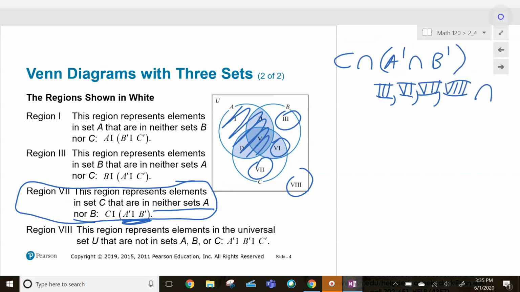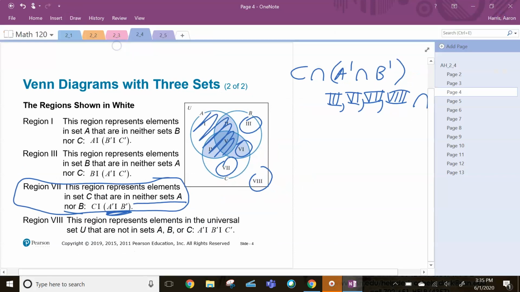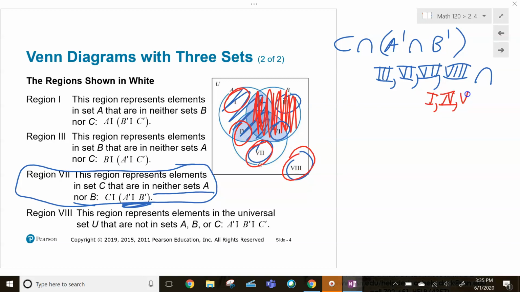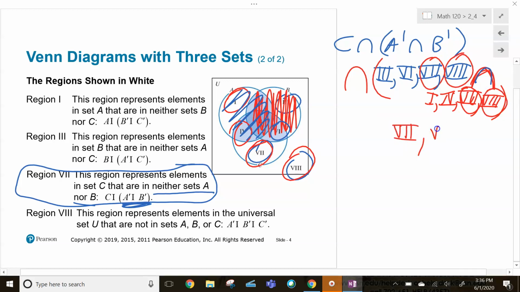Now I'm going to do not B. So not B would be 1, 4, 7, 8. I haven't done it with the intersection yet. So on this right-hand side, we have 3, 6, 7, 8, and it's got to be with 1, 4, 7, 8. The only winners that are in both are 7 and 8.